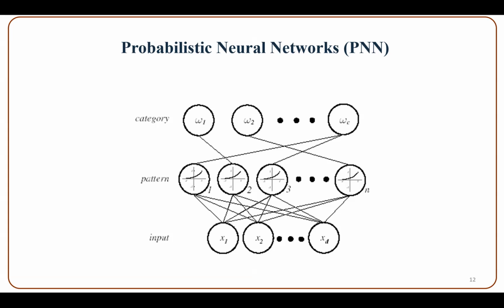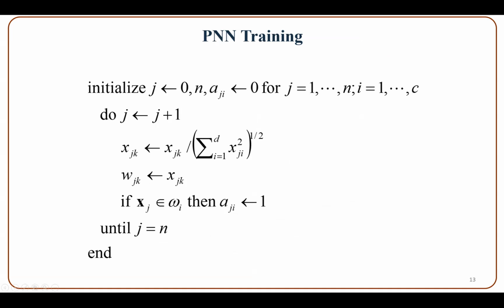The connections from the input to the pattern units represent the weights, and each category unit computes the sum of the pattern units connected to it.